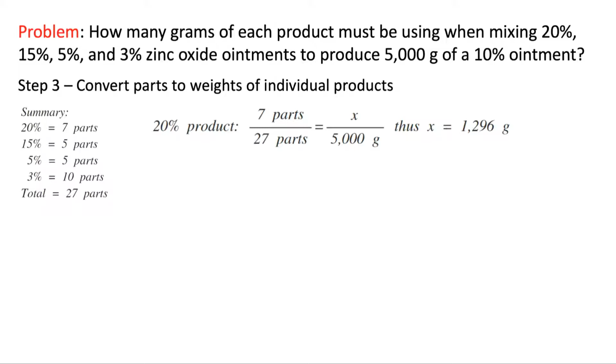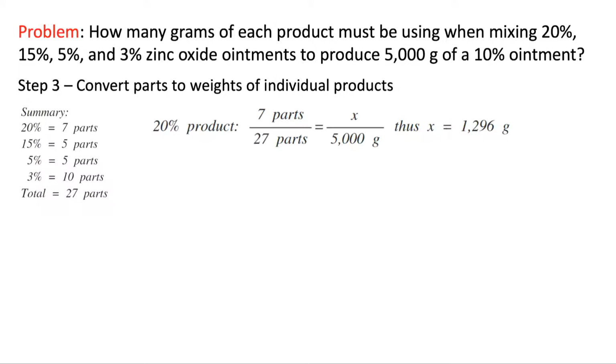So I know, since my total weight is 27 parts, that's equal to my 5,000 grams. So we're going to set up that proportion of 7 parts over 27 parts equal to some X value over 5,000 grams. X equals the total weight of the 20% in grams. And again, the total we were given in the question was 5,000 grams. So now I can solve for X. So 7 times 5,000 and then divide that by 27 to solve for X, we would get a total weight of 1,296 grams for the 20% product.